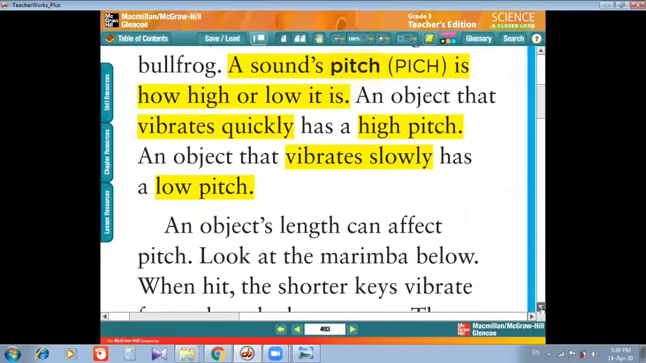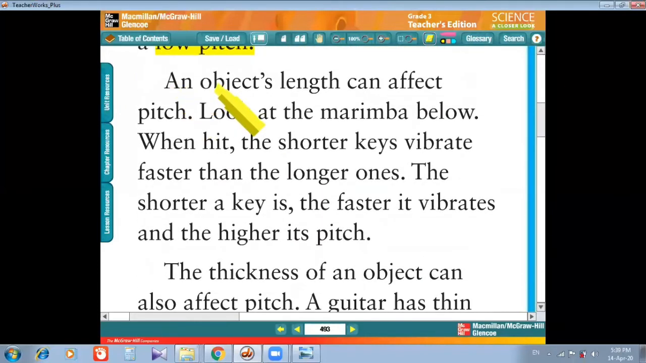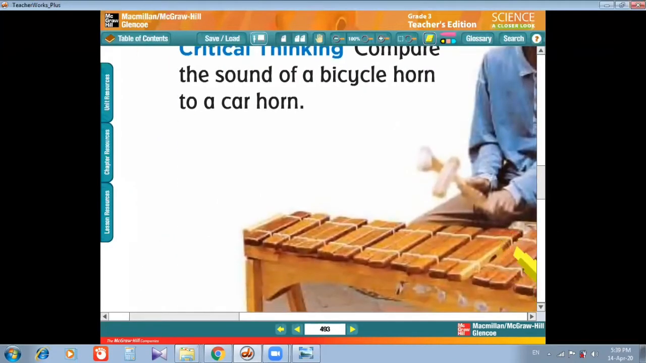Now, pitch depends on some factors. An object's length can affect a pitch. Look at the marimba below. Now we have the picture of a marimba here. It has some long keys and it has some short keys. Long keys, see, they are long and these are short. So what happens?